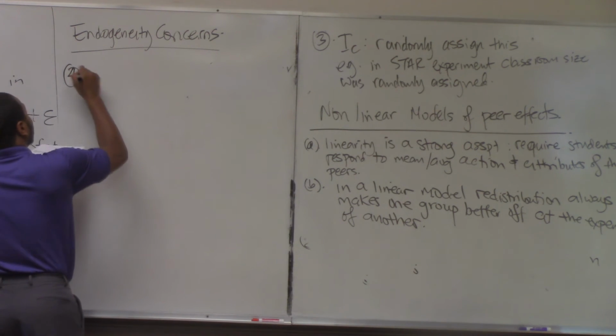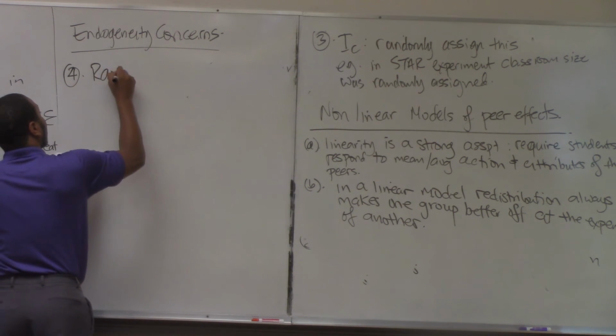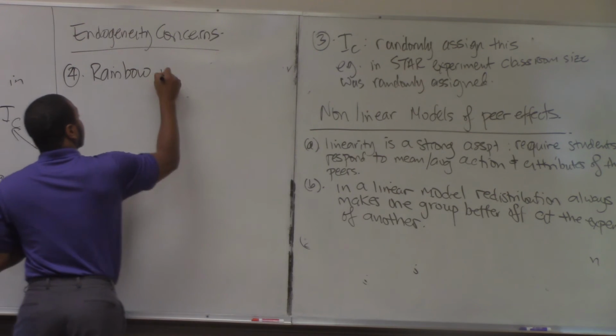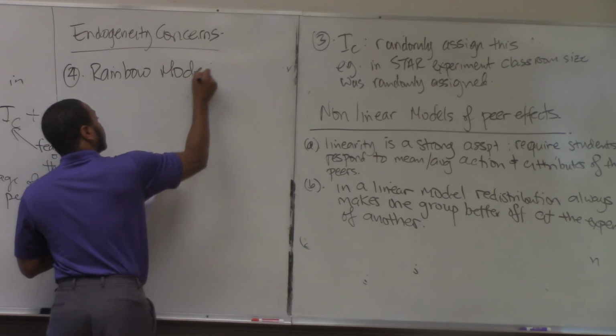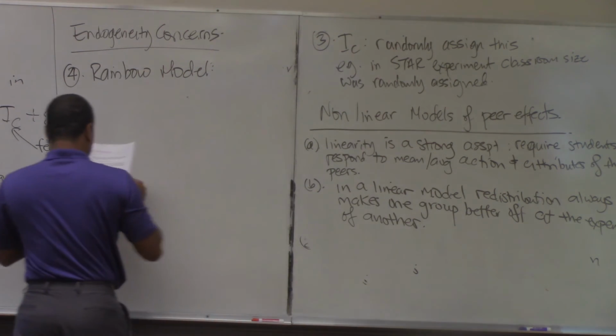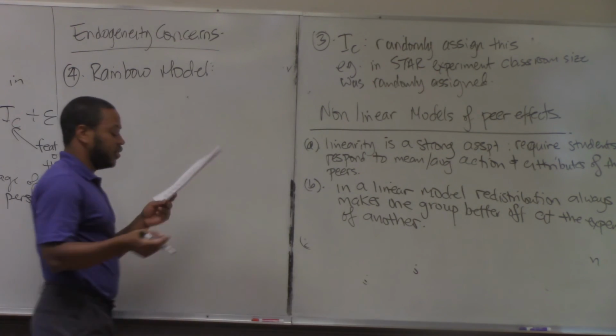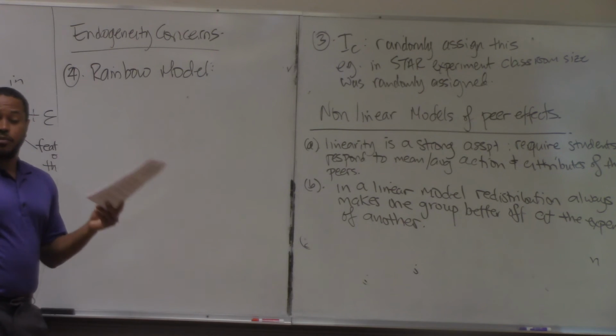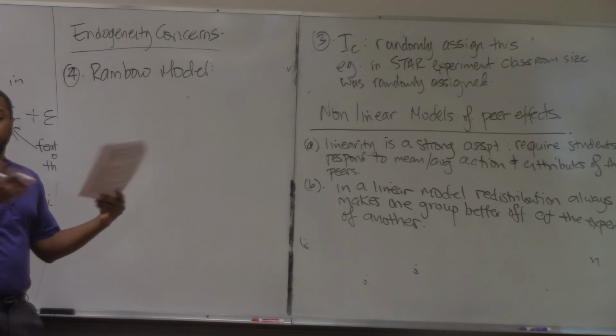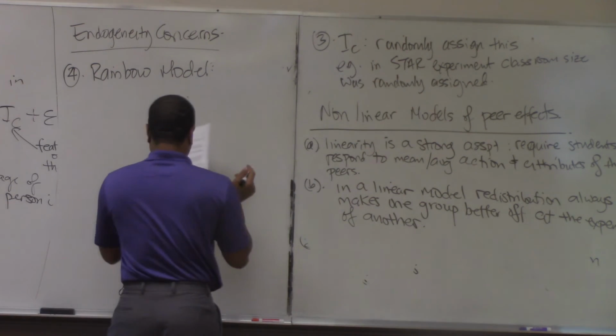So number 4 is called the rainbow model. Okay? And this basically says all students are better off when students of many different achievements are in the same category. And somehow you learn from each other, you learn from each other differently.